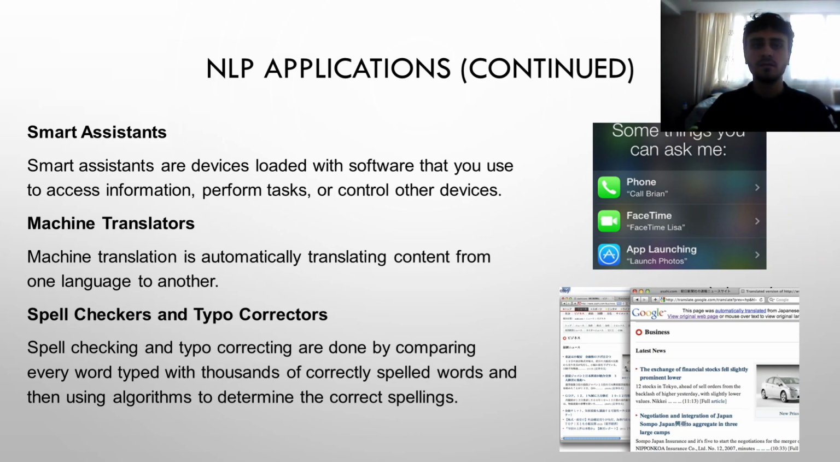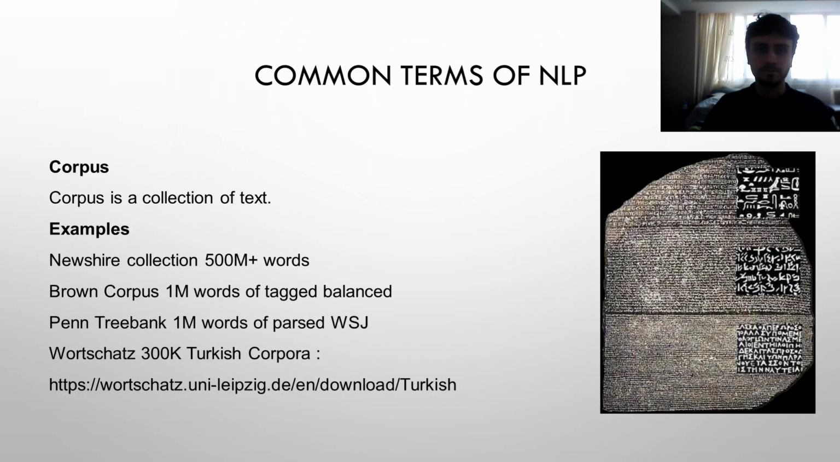Smart assistants. Smart assistants are devices loaded with software that you use to access information, perform tasks, or control other devices. Machine translation is automatically translating content from one language to another. Spell checking and typo correcting are done by comparing every word typed with thousands of correctly spelled words and then using algorithms to determine the correct spelling. On the right, you can see the Siri user interface. It's a smart assistant example. And on the bottom, you can see Google's automatic translation. It's an example of a machine translator.